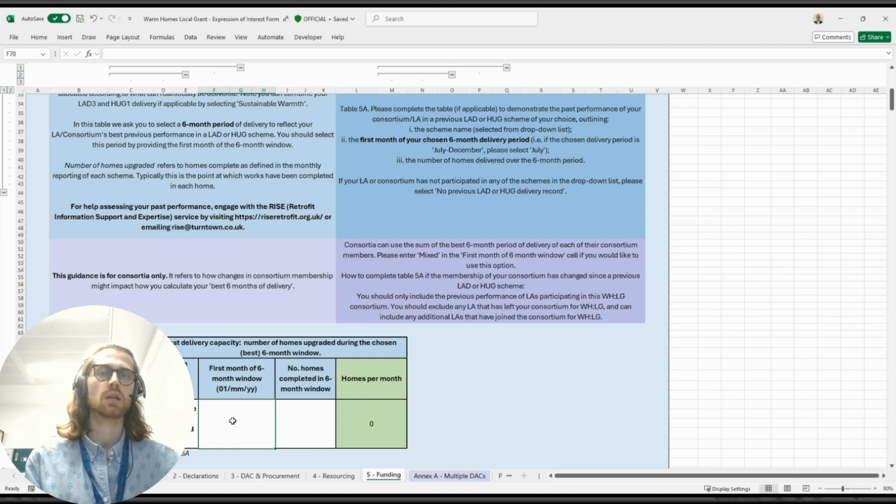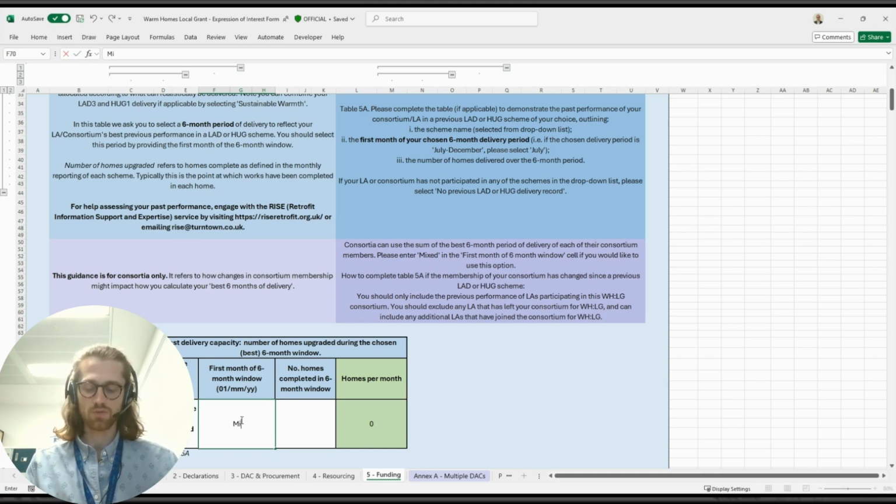For consortia, they may have consortium members that delivered better in certain periods, and other consortium members that delivered better in others. So consortia, for that reason, can use the sum of the best 6-month period of delivery of each of their consortium members, and therefore it doesn't need to be the same exact 6 months. If you want to use this option, then just write mixed in the first month column and then give the total number of homes completed. It could be 300.